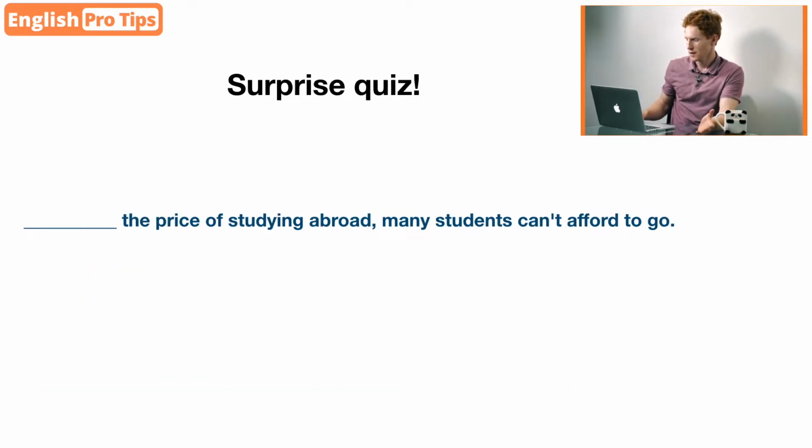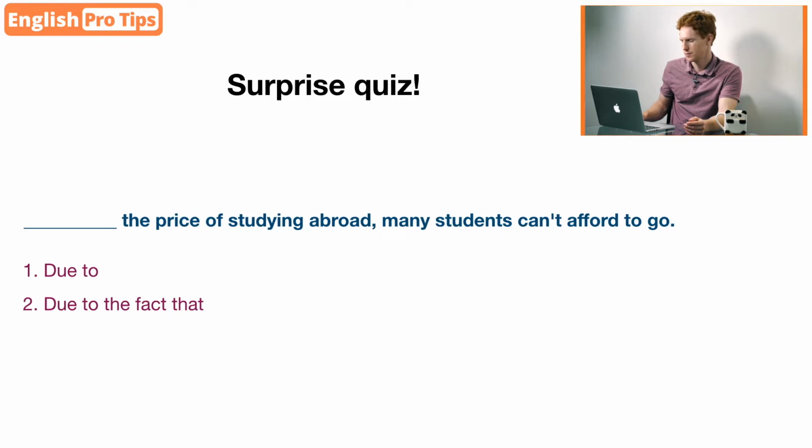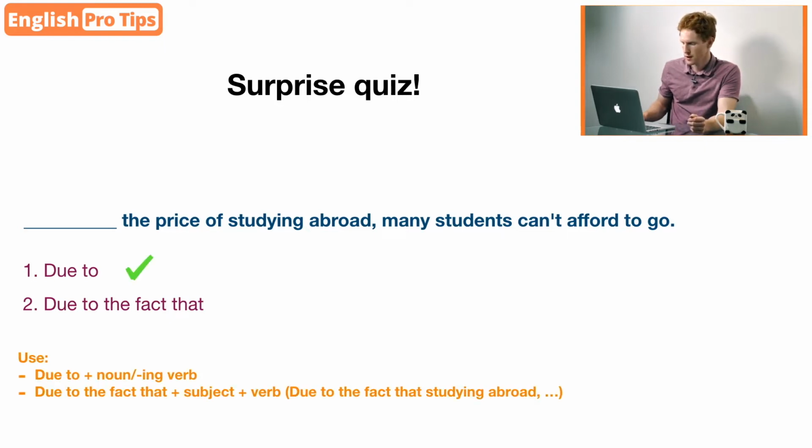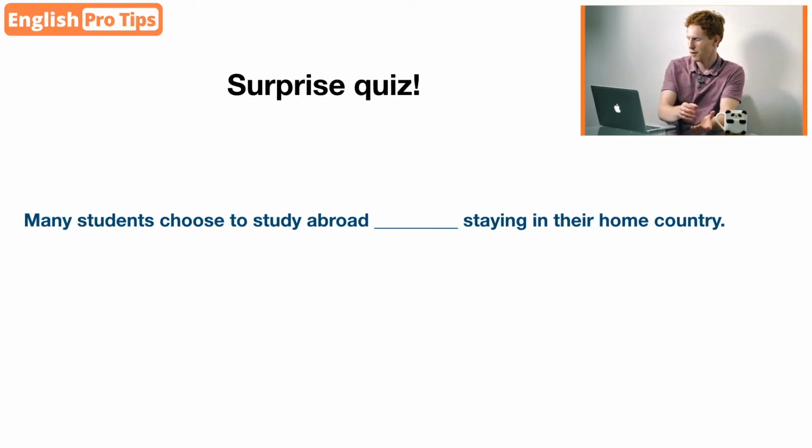Okay. Something the price of studying abroad, many students can't afford to go. Due to or due to the fact that? What would you put? Due to. Due to plus a noun or an ing verb, due to the fact that, plus a subject and then a verb. Okay, the final question. Can you get it right?